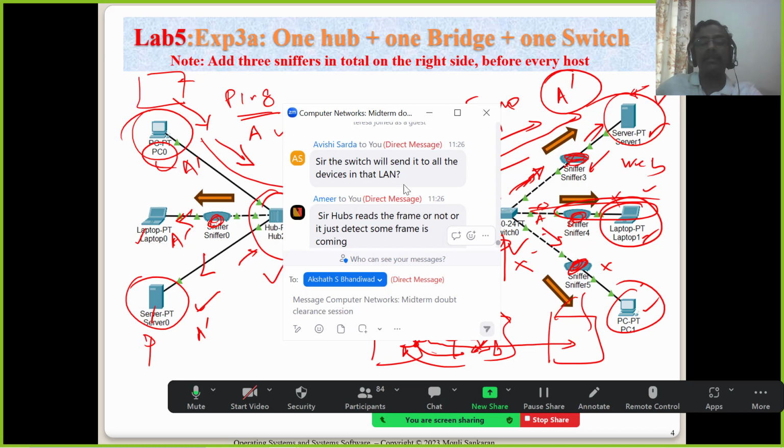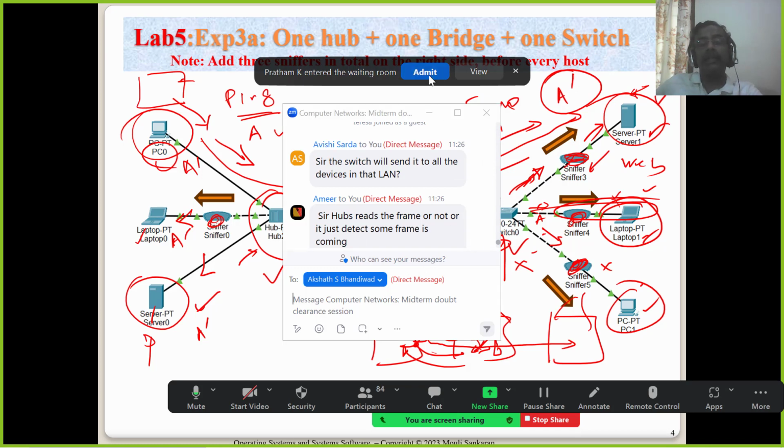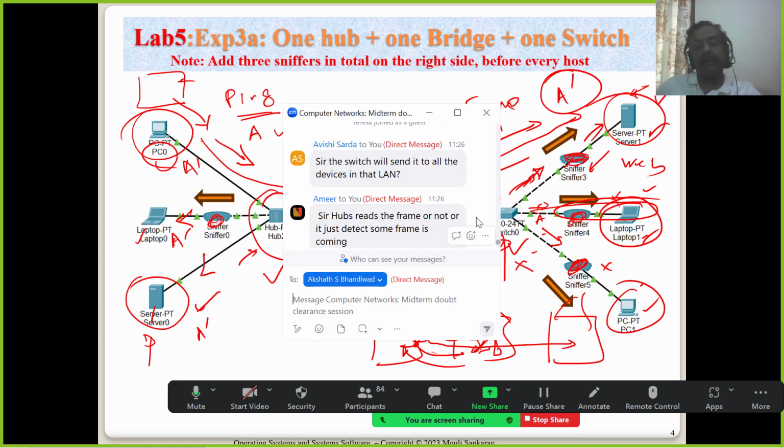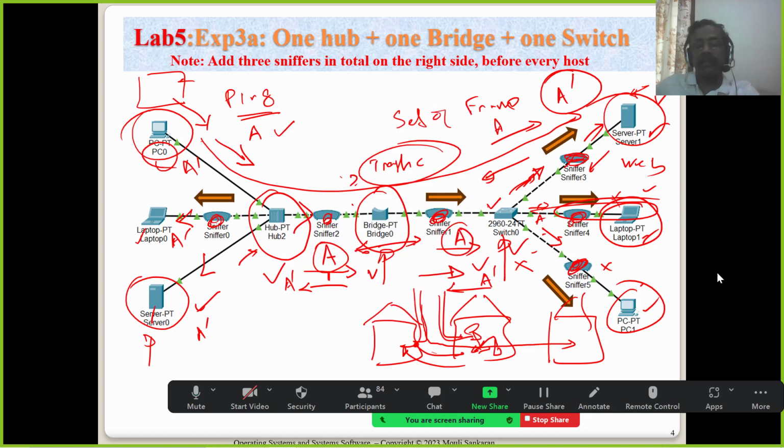Okay, Avishi has a question. Sir, the switch will send it to all the devices in the LAN? No, it will send it only if it is a broadcast packet. Okay. So that's what I am saying.